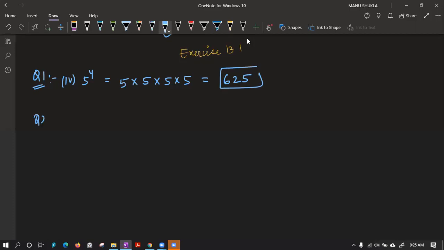Now question number 2, express the following in exponential form. So again it's very easy. Suppose I take the fourth part.